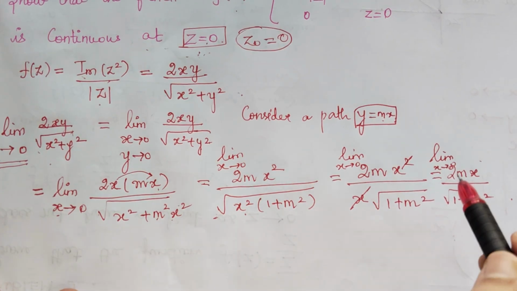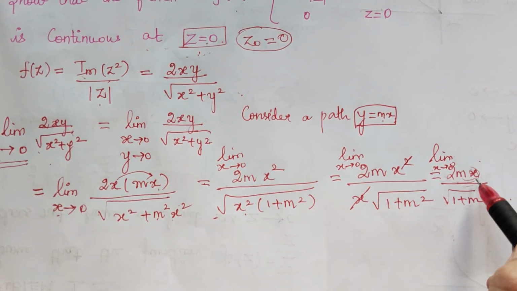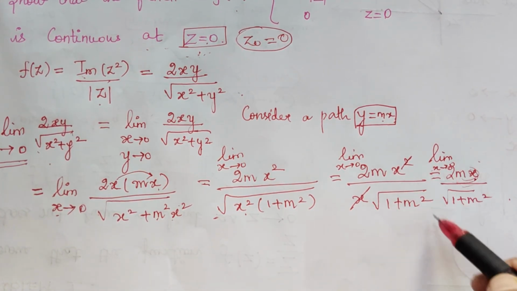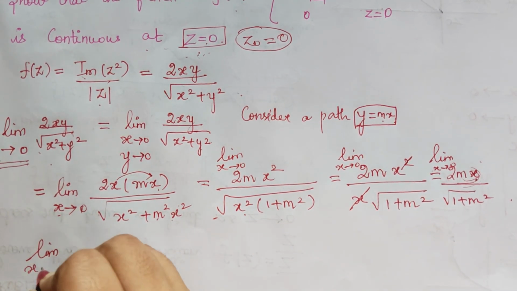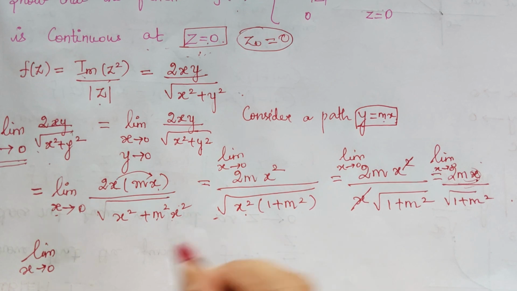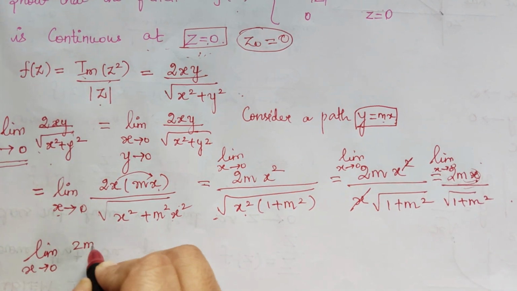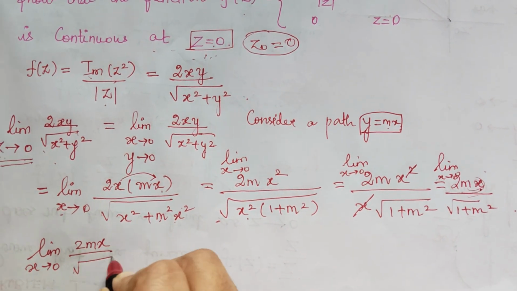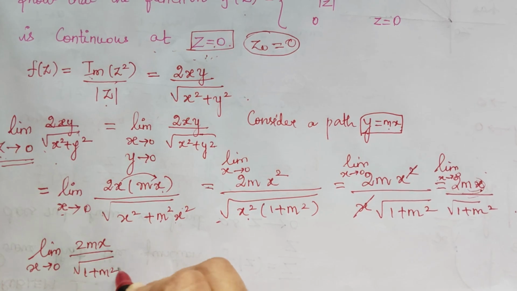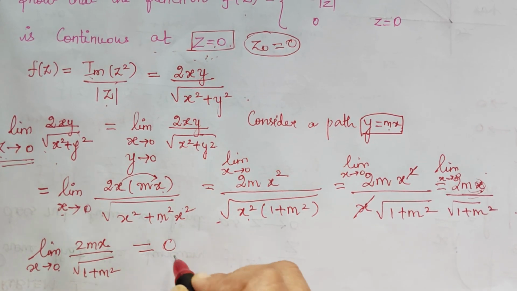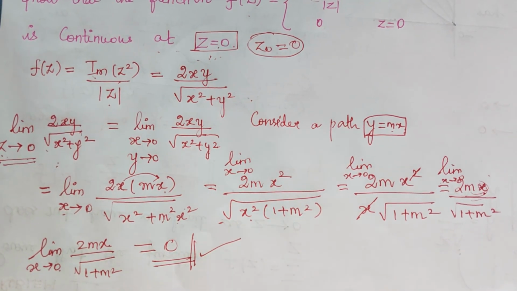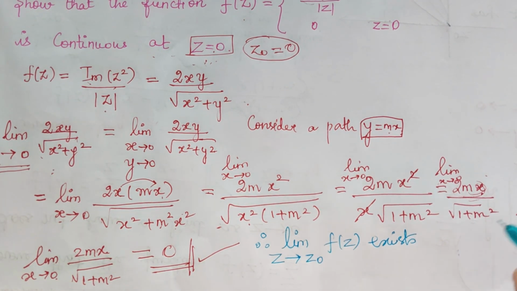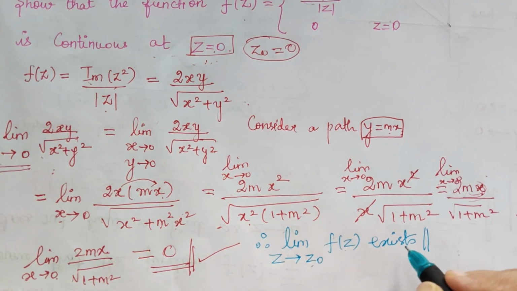Now when x tends to 0, what will happen to the numerator? When we substitute x as 0, it fully becomes 0. Therefore, the limit as x tends to 0 of 2mx divided by square root of 1 plus m square is equal to 0. Therefore, the limit of the function exists and it is equal to 0. The first condition is satisfied. So the limit as z tends to z naught of f of z exists.